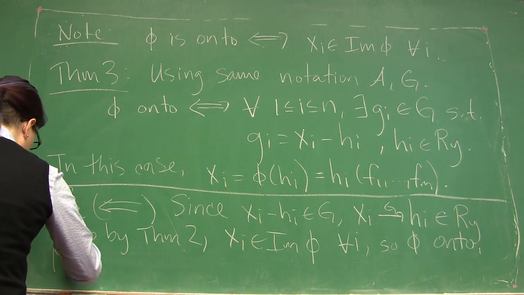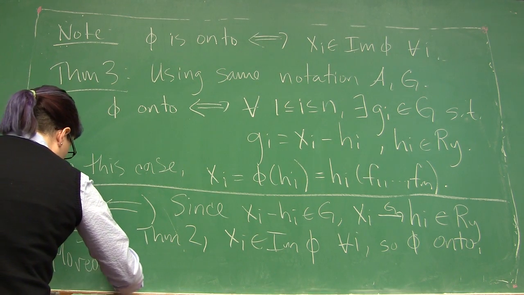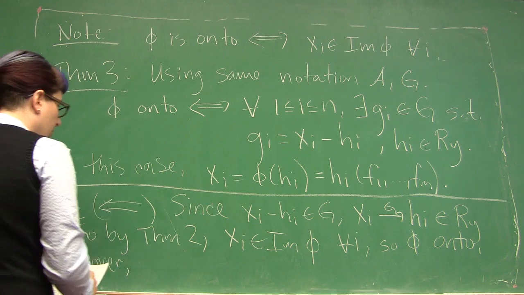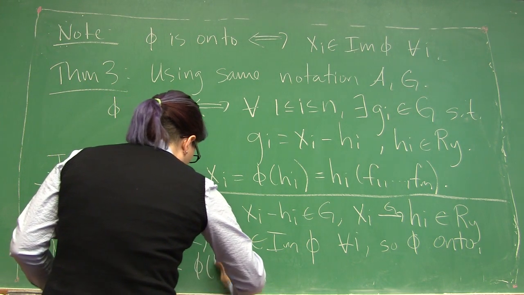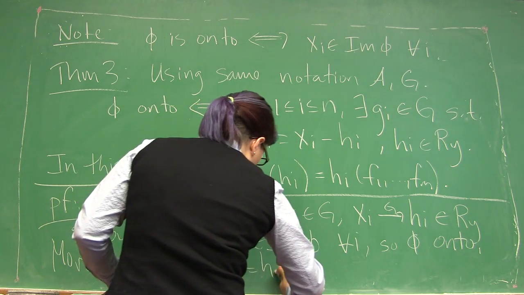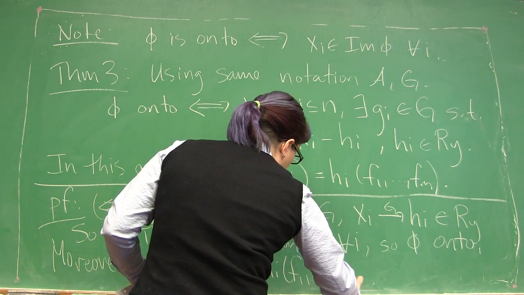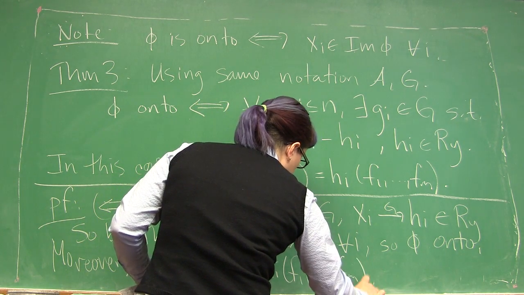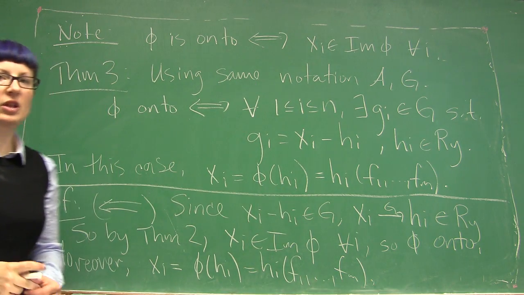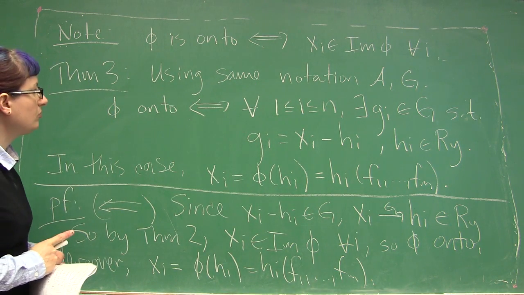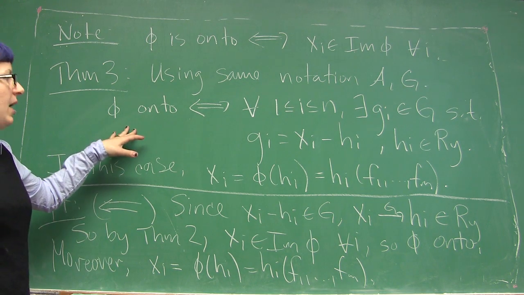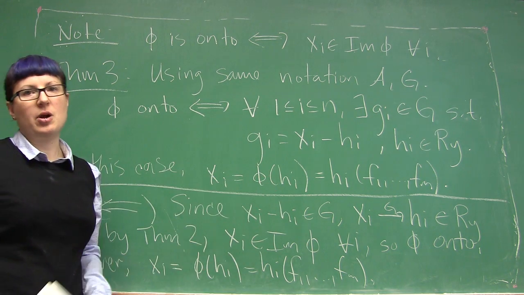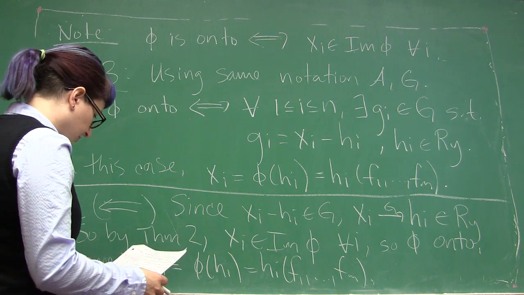Moreover, again by theorem 2, we know that xi is actually equal to phi of hi, which is hi evaluated at f1 through fm. So that's the reverse direction. We still need to show that given an arbitrary onto map phi, we have this property of our Grobner basis.